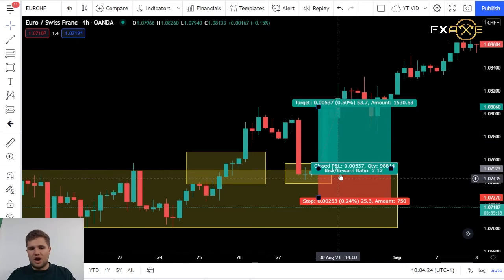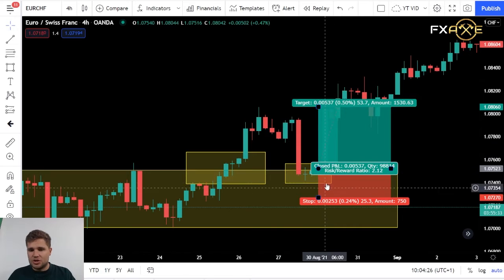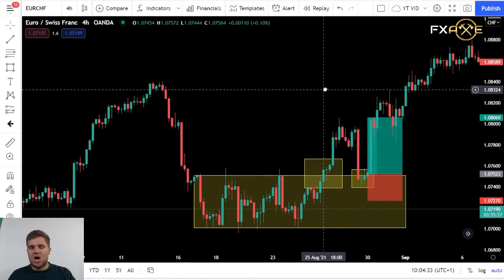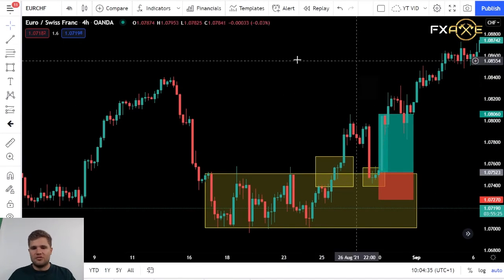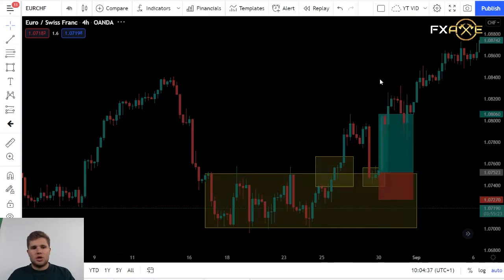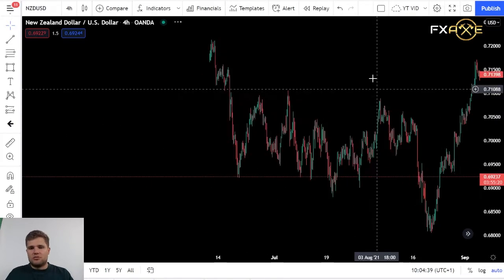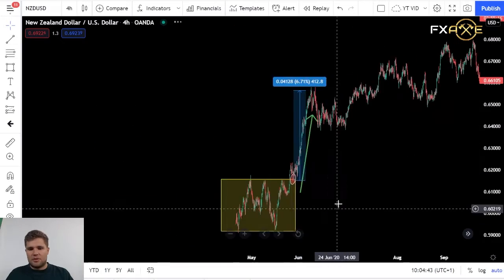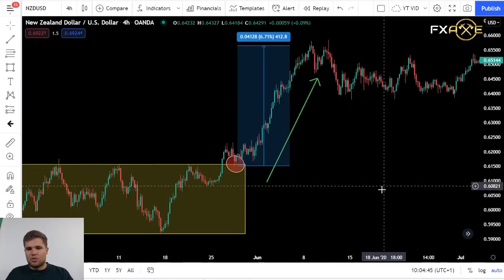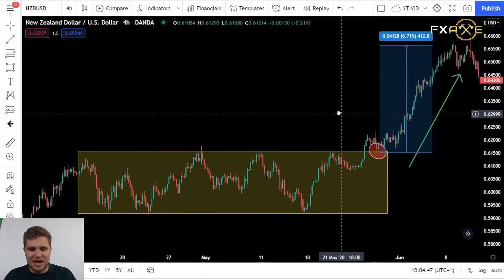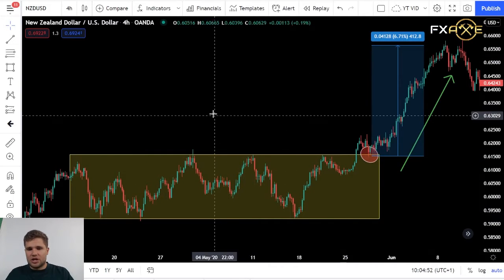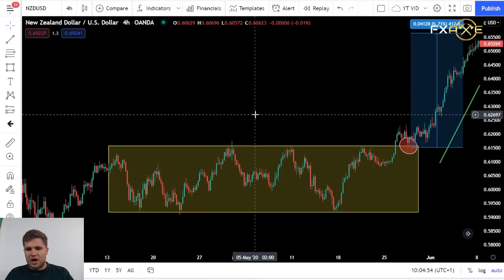So here we are allowing price to come back into this range before we push to the upside. So this is a perfect cherry-picked example of the strategy we're talking about. If we head on to Kiwi dollar, we will have another strategy entry for you here, and this one is, I mean, fantastic. You can see that we've been range bound for longer.